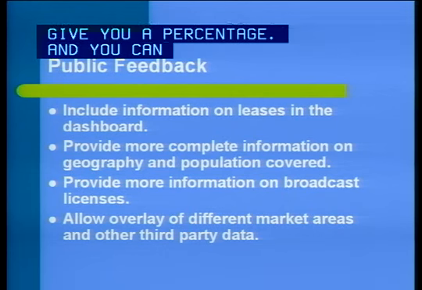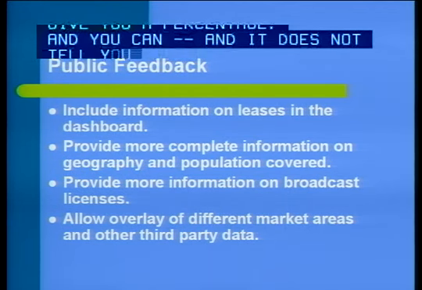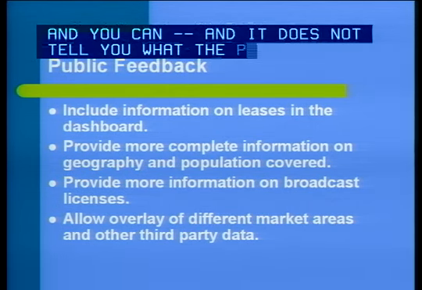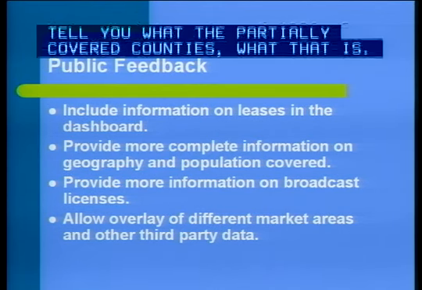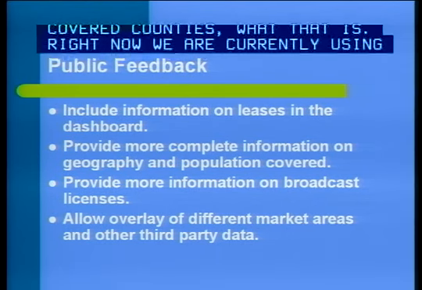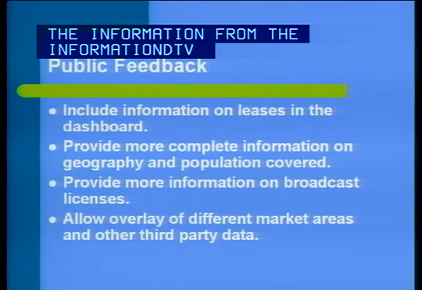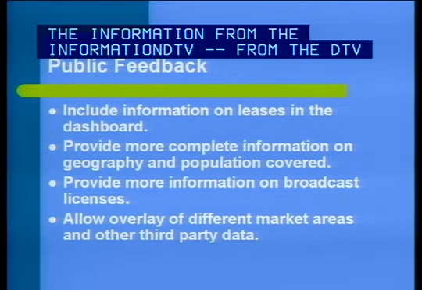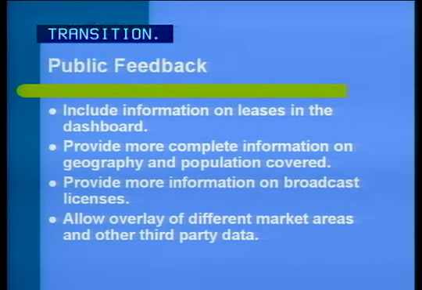We've heard that it should provide more information on broadcast licenses, and right now we're currently using information from the DTV transition. And then we've also heard right now when you generate a map, it'll show you county and state boundaries. And we've heard that it should also include overlays of market boundaries and other third-party data such as census data.